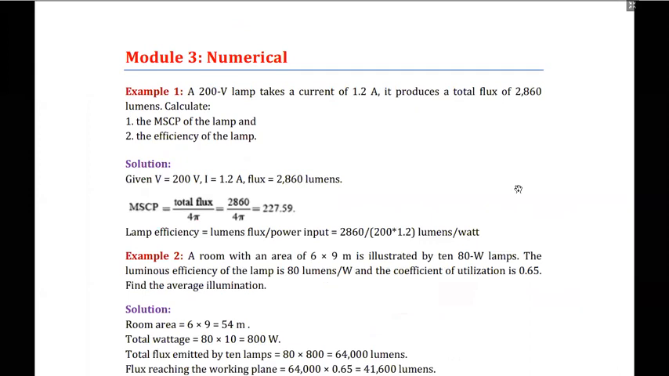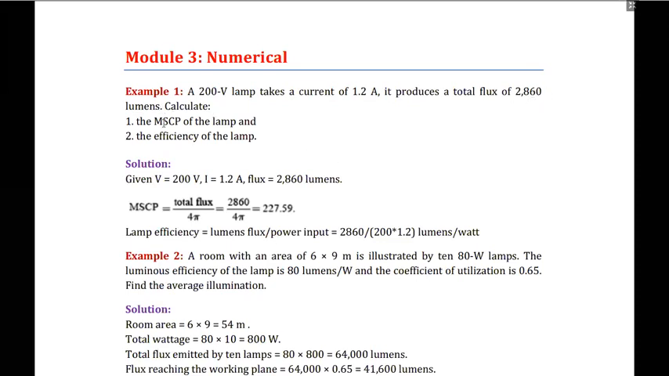हाँ. तो भाई कुछ सिंपल न्यूमेरिकल्स है, जस्ट फॉर्मूला बेस्ड है. अगर यूनिट्स और डिफिनेशंस को समझ रहे हो तो इजीली इसको सॉल्व कर सकते हैं. ठीक है. देखो फर्स्ट एग्जांपल में हमारा क्या है, a 200 watt lamp takes a current of 1.2 ampere. It produces a total flux of 2860 lumens. ठीक है. एक 200 वोल्ट का हमारा लैंप है, जो कि 1.2 एम्पियर करंट ले रहा है और ये फ्लक्स प्रोड्यूस कर रहा है 2860 lumens.